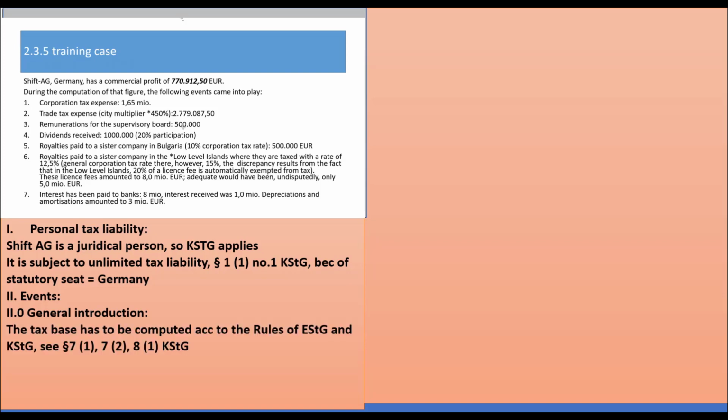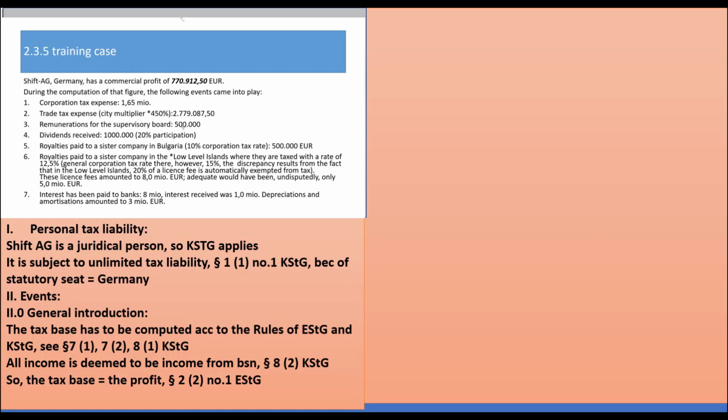First, the tax base has to be computed according to the rules of EStG and KStG. See paragraph 7.1, 7.2, and 8.1. Under paragraph 8.2, everything which an AG earns is automatically classified as income from business. So if we think about the second question now, what is the tax base? It's clear that the tax base must be the profit, because for income from business, it's always the profit. Now, the profit must be calculated in which way? And the answer is usually by balance sheet.